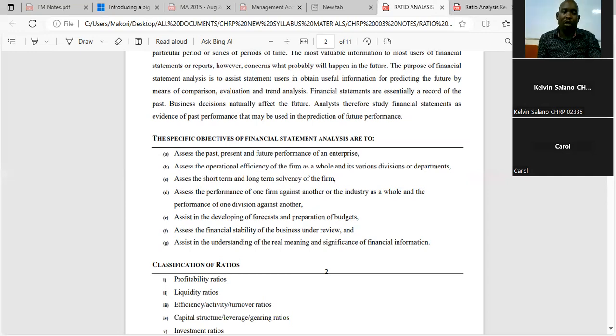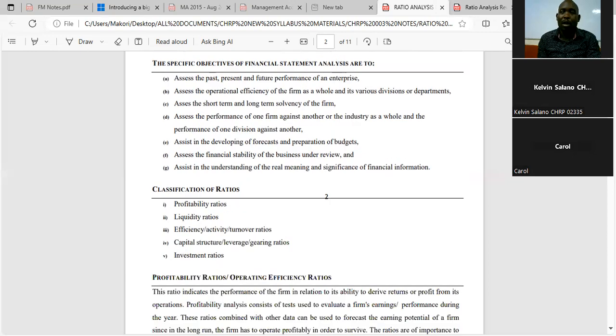Classification of ratios, we actually have 4 categories of ratios, but in your case, you normally deal with the first 4. The first 4, the profitability ratios. These are ratios that we normally use to calculate the profit position of the business. They are known as profitability ratios. So under profitability ratios, we have quite a number of them. We shall actually see how we calculate them.